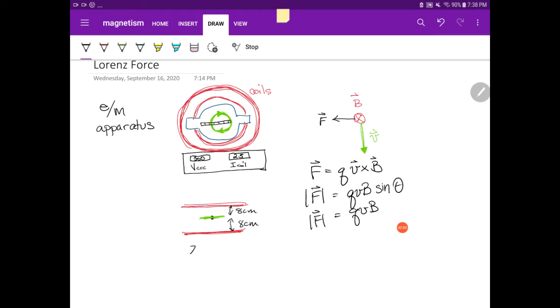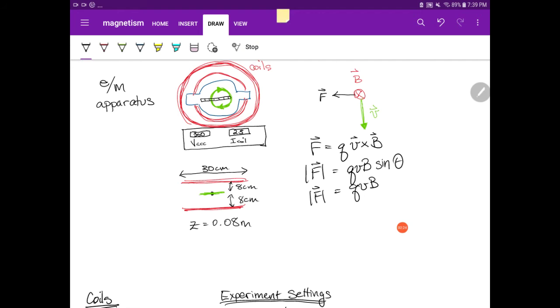So we call that Z, the distance along the axis, which would be 0.08 meters. The diameter of the coils, according to the manufacturer, is 30 centimeters. But when I measured, they were closer to about 28.5. So I'm going to use the experimental measure for this calculation and just put 28.5.